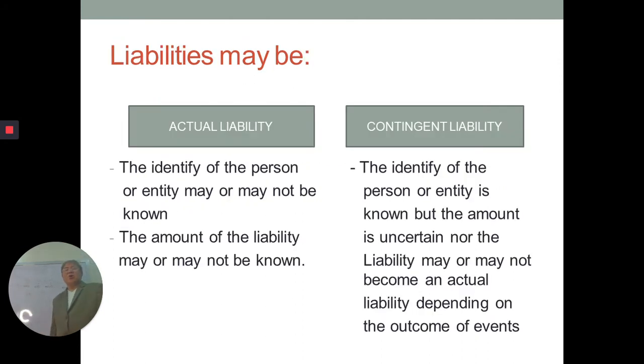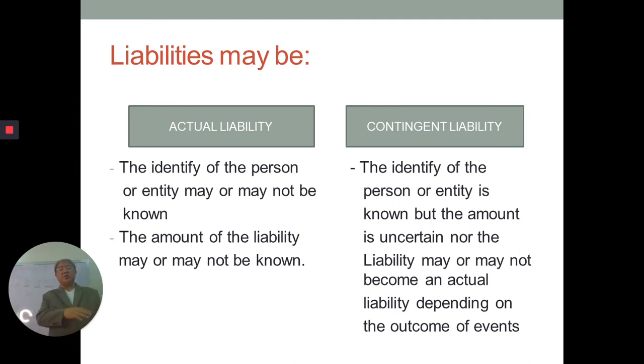Okay, liabilities may be an actual liability or one that is contingent. Now, what's the difference between the two? When you say actual liabilities, the identity of the person or the entity may or may not be known to you. But it's an actual obligation of an entity. Now, the amount of liability may also not be exact or known to you in its entirety. So how do we know it's an actual liability? Because there is a contract, for example, that gives rise to the obligation. Whereas a contingent liability may or may not become an actual liability in the future.